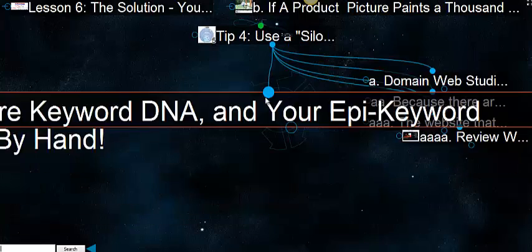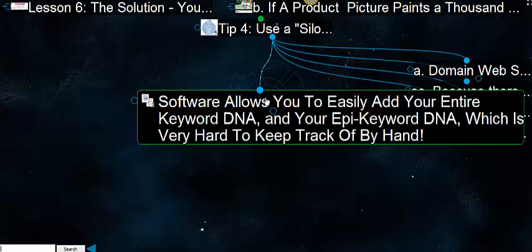And in summary, software allows you to easily add your entire keyword DNA of the Domain Web Studio software that we build. As far as I know, there's nothing else out there that does it. There's other guys that have tried, and they're no longer in business because it's a very educational process in educating people how to use it.